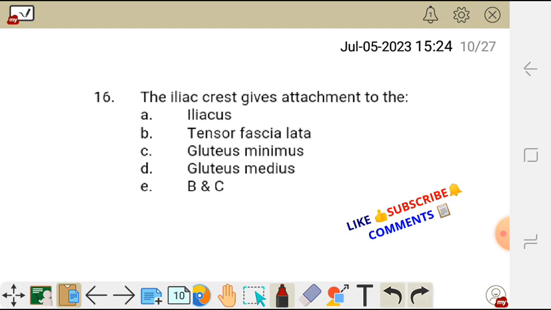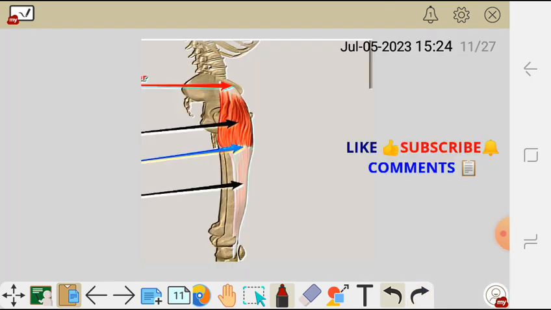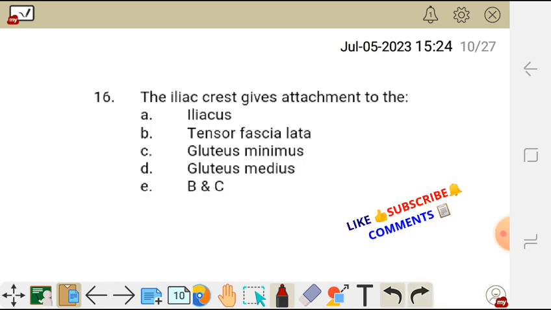So this is the tensor fascia lata. It inserts on this tract, which is the iliotibial tract, and it originates from the iliac crest there. So the iliac crest gives attachment to the tensor fascia lata. The correct answer is B.